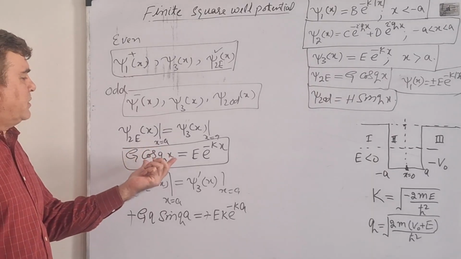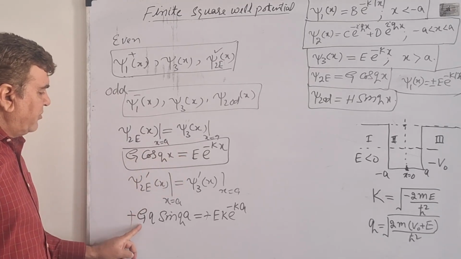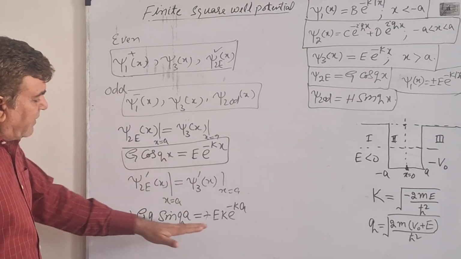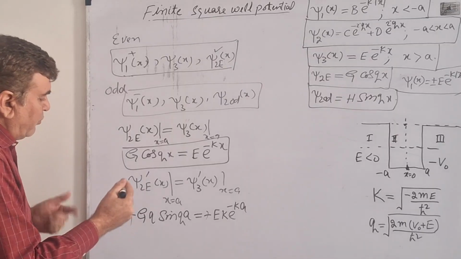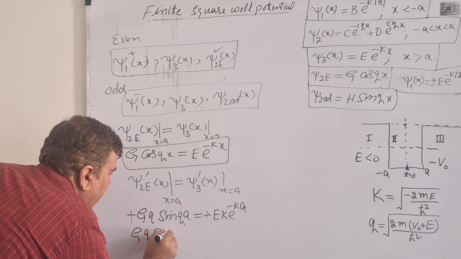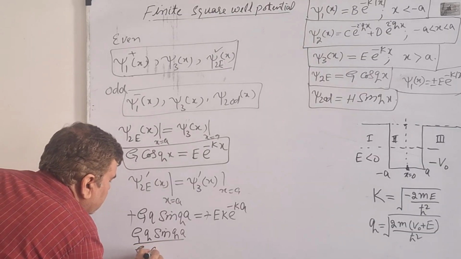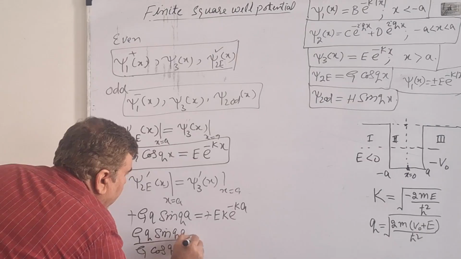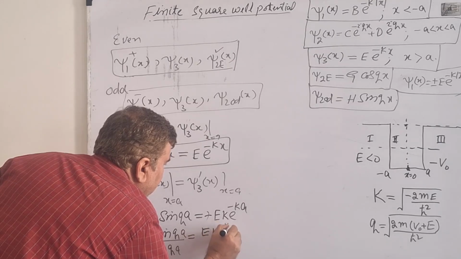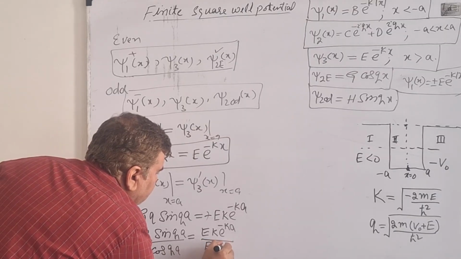Now again, if we look from the boundary conditions, we have the integration constant in this equation, the integration constant in this equation, and we can eliminate these integration constants if I divide this equation with this equation. So we would easily get the equation g q sine of qa divided by g cos qa, and on this side I will divide e k exponent minus ka divided by e exponent minus ka.